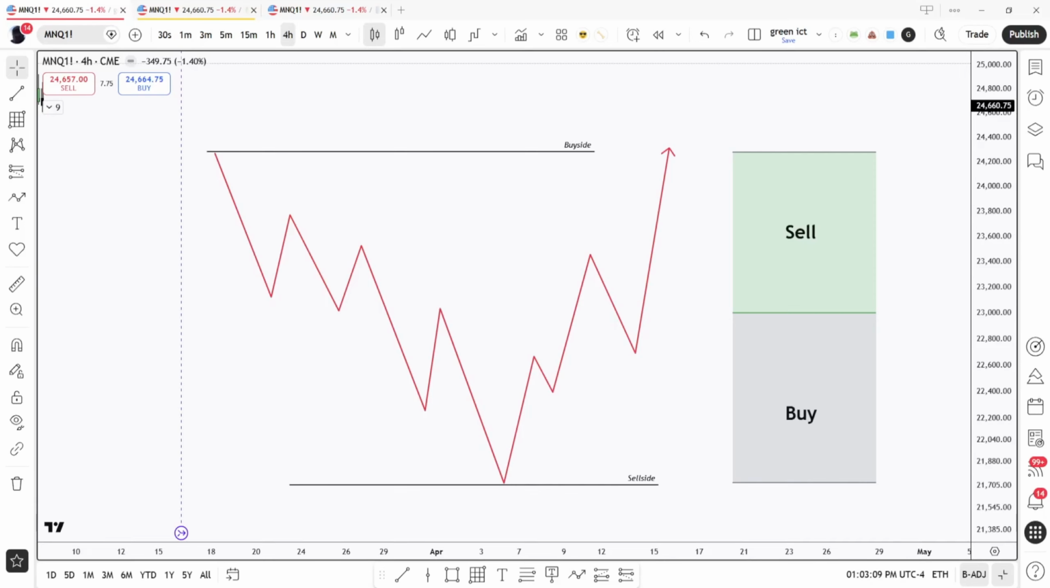Today we're just going to be breaking down, I would say, one of the most fundamental ICT concepts, and that's premium and discount zones. So this is essentially how smart money decides where to buy and where to sell. And once you get a hang of this, a lot of the other ICT concepts are going to start clicking into place.